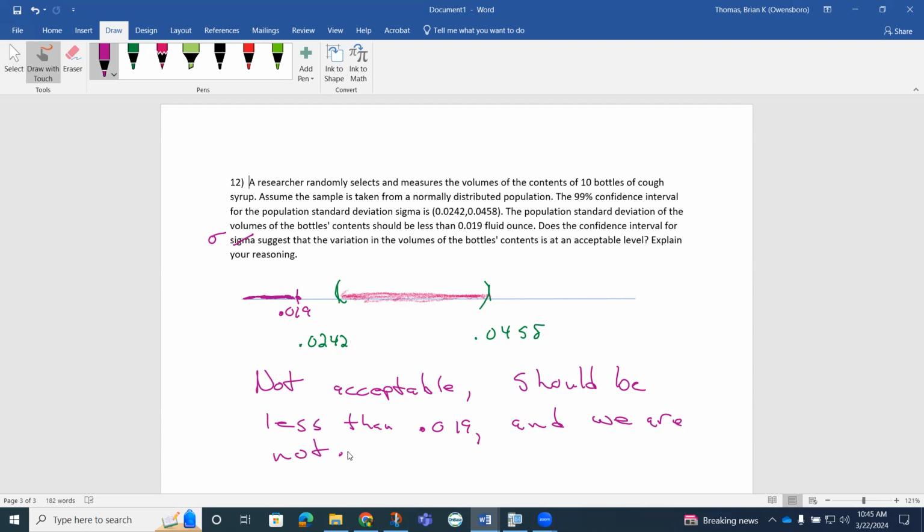So our sampling shows us that we're in this interval, but our population is supposed to be less than 0.019. So we're not at an acceptable level through our sampling. So we need to go back to the drawing board and check some things out. So that's kind of what we're looking at on question 12.